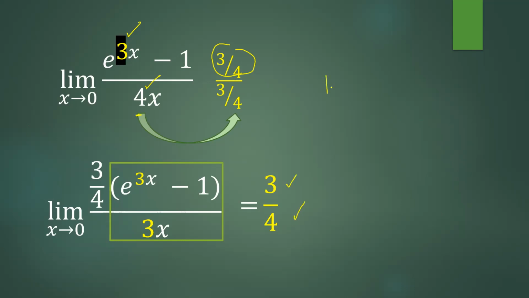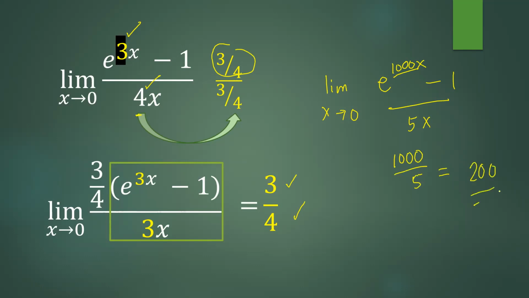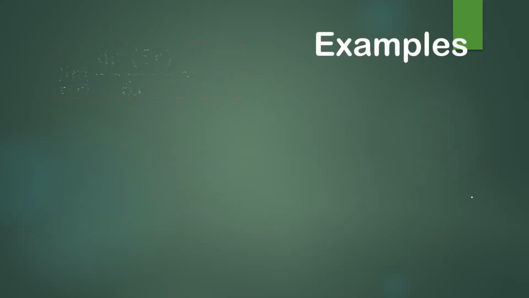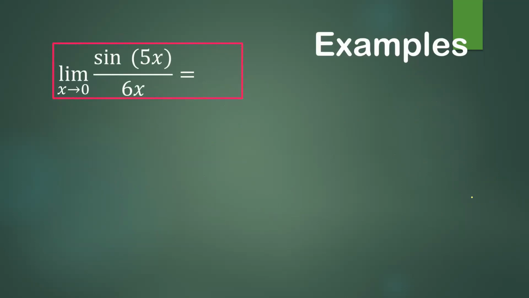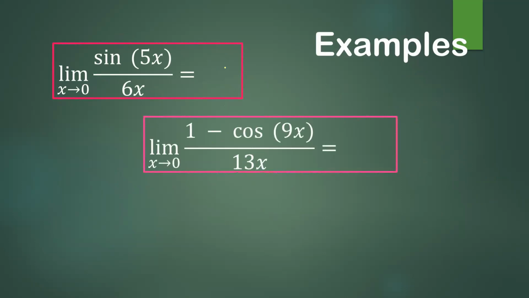Okay, parang yun din yung shortcut. That's why if we have the limit as x approaches 0, say of e to the 1000x minus 1 over, say, 5x, we can just have 1000 over 5. So the answer will be 200. Ayun. O, diba? That's our shortcut for this case. Now, what about this example? We have limit of sine 5x over 6x. What is our answer? That will be 5/6.